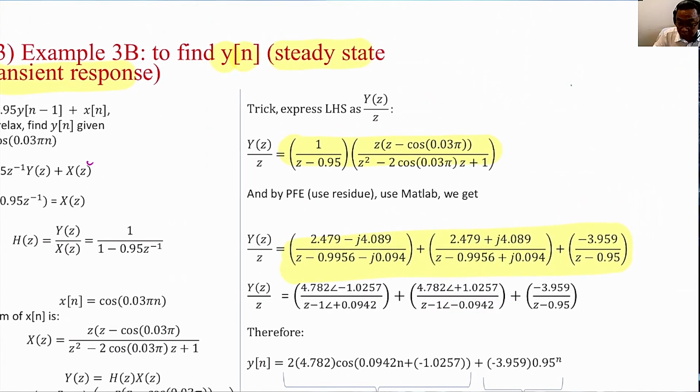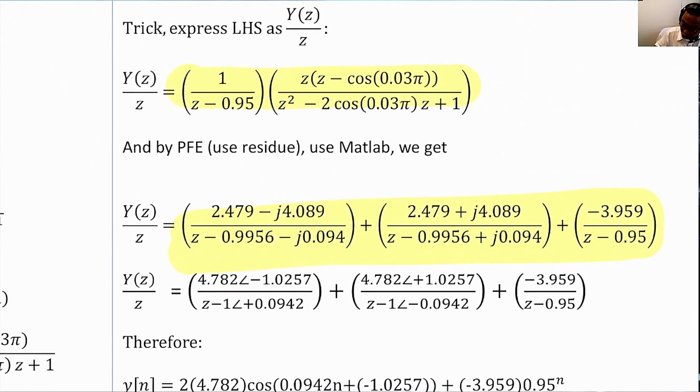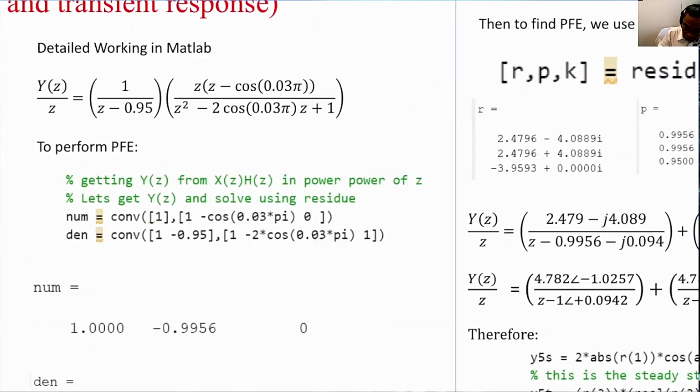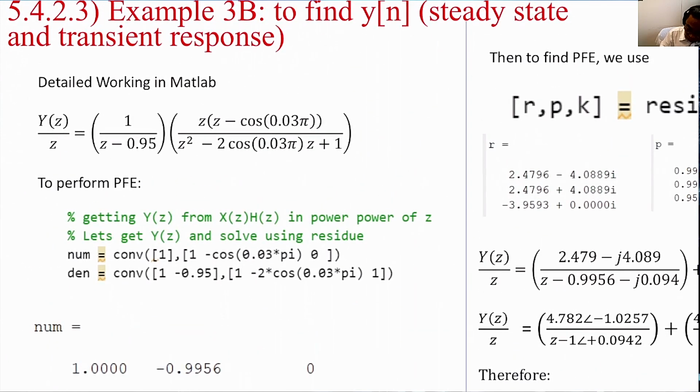This is a continuation of example 3b, in which I will now explain in detail how to use the residue to find the partial fractions of this complicated expression into these three parts. Let's copy the equation we had. So it's Y of z over X of z, which is H of z; on the left is H of z over z, on the right is X of z.